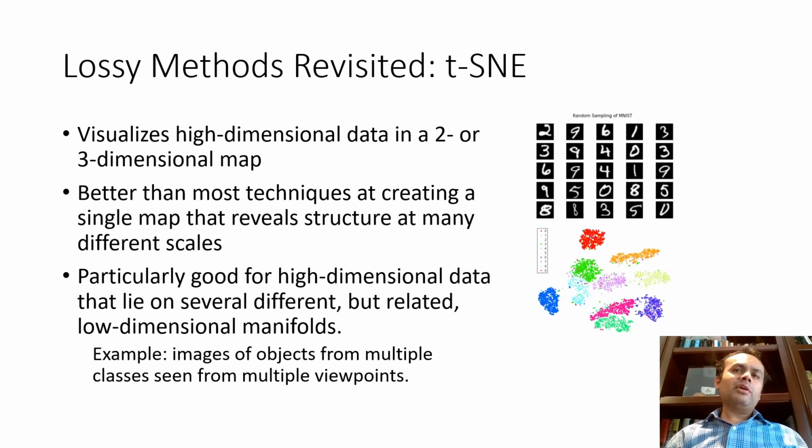There are other lossy methods like t-SNE, which have become extremely popular over the last decade. The main idea behind this is to visualize high-dimensional data in 2 or 3-dimensional maps. For a large number of datasets, it works really well in terms of creating a single map that reveals structures within the data at multiple scales. Especially if you have data which we can demonstrate lies on several different but related low-dimensional manifolds, then it works really well in practice.